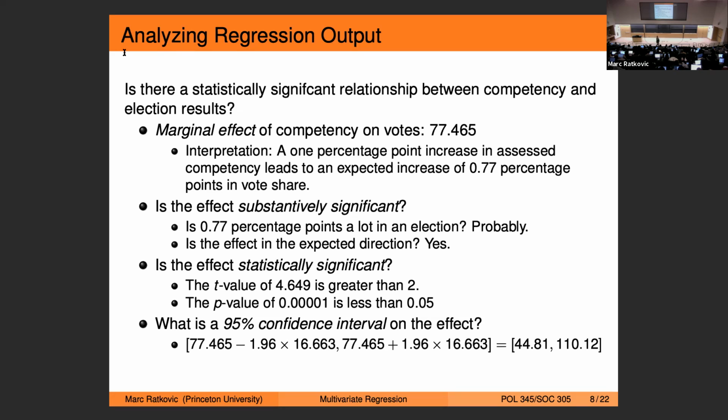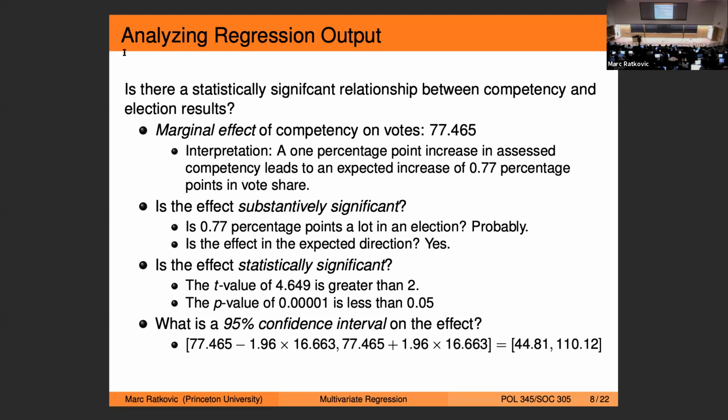The next question, so the course can't help with substantive significance. The course can help with statistical significance. So what we may want to know is, is that competency effect statistically significant? And that's where we start to talk about t-values and p-values. Is it statistically significant? Well, the t statistic is 4.649, which is greater than 2. Or you can say the p-value is 0.00001, which is less than 0.05.